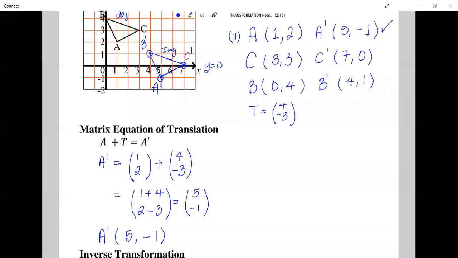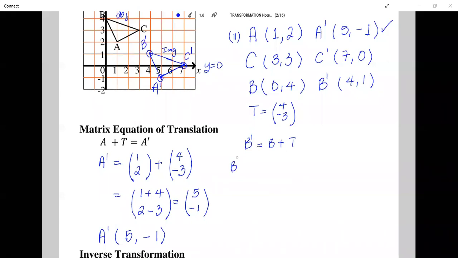Now, what I just did for A to find A prime, I want you to do the same thing for C and B to see if it works. So do that now, please. All right, so it also works for B prime. B prime would be equal to B plus T.